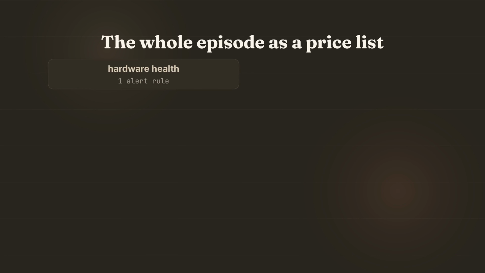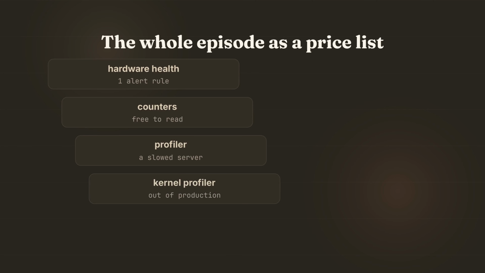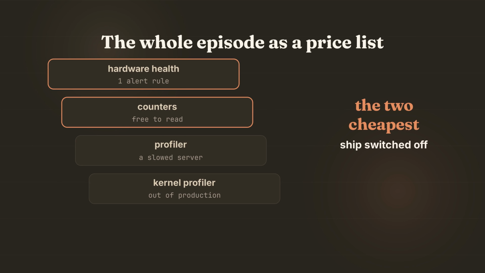So, what does the whole episode look like as a price list? Checking the hardware is running at full speed costs one alert rule, and it's the first thing to rule out. Your counters cost nothing to read, and they will tell you which resource is saturated. A profiler costs you a slowed down server and 10 minutes of flushing, and you pay that when your counters say nobody is busy at all. And a kernel profiler costs you taking the job out of production altogether. And which two of those ships switched off? The two cheapest ones. So go and switch them on.